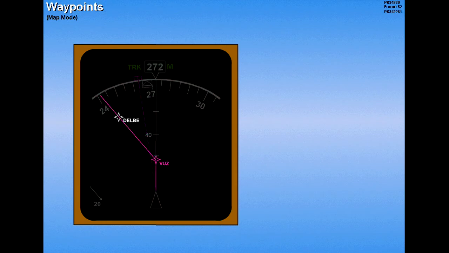Waypoints and their identifiers are displayed on the map. The active waypoint is magenta, and the inactive waypoints are white. The distance to the active waypoint is displayed in the upper left corner, and the ETA is shown in the upper right.